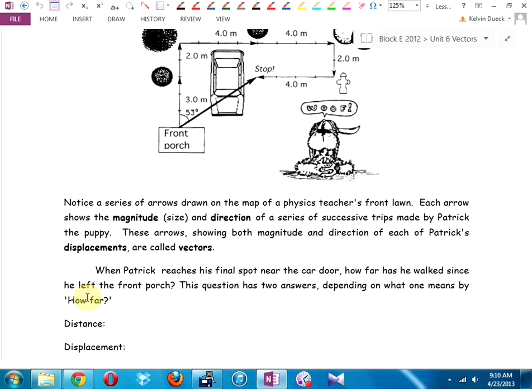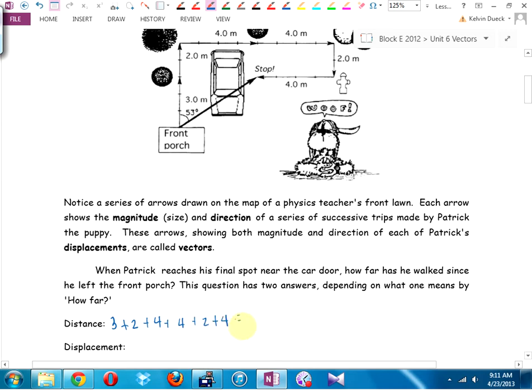Well, I think he went 3 plus 2 plus 4 plus 4 plus 2 plus 4. Because distance is a scalar. It doesn't care about direction. It's really saying, how many steps did you take? So let's write that down here. I think he went 3 plus 2 plus 4 plus 4 plus 2 plus 4. Did I miss any? Nope, I think we're good.